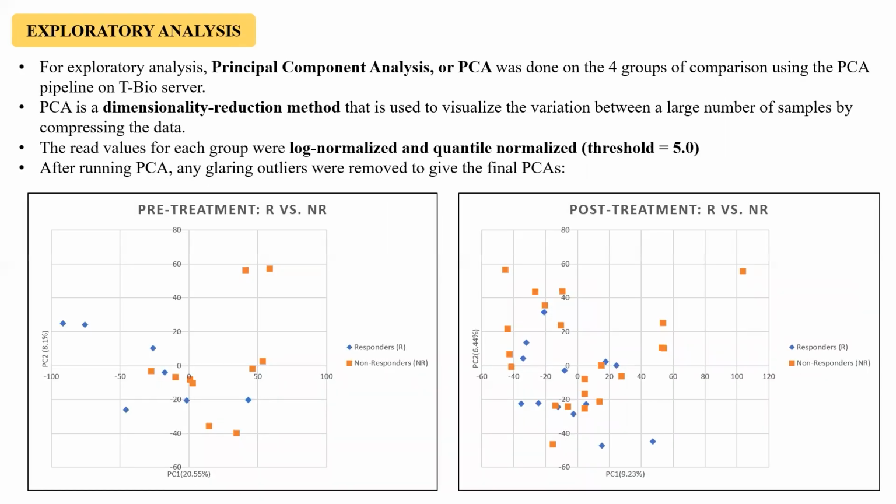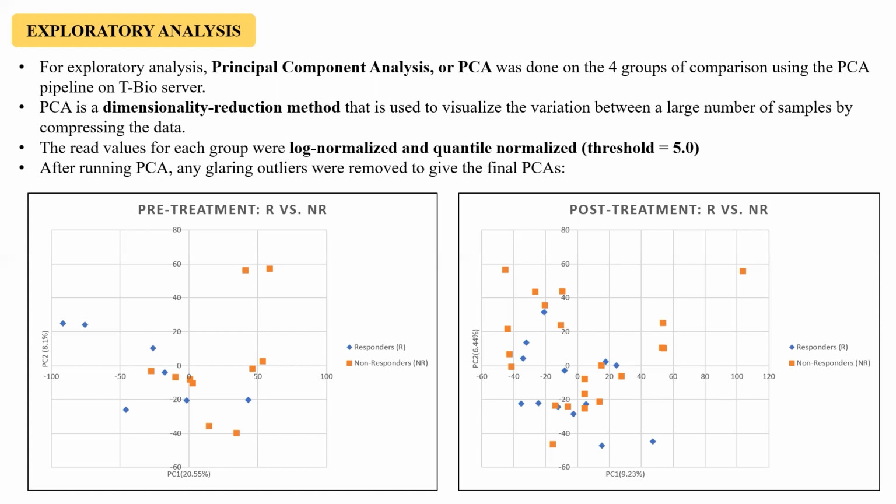further analysis. So my first step of analysis was exploratory analysis. And to do so, I used principal component analysis or PCA on the T-Bio server platform by using the PCA pipeline, which is available. So in order to conduct PCA, which is to basically help in visualizing the overall variation or segregation in my samples, I took the raw read counts and I log normalized and then quantile normalized them with a threshold of 5.0. And after running PCA, I removed any glaring outliers to obtain my final PCAs.